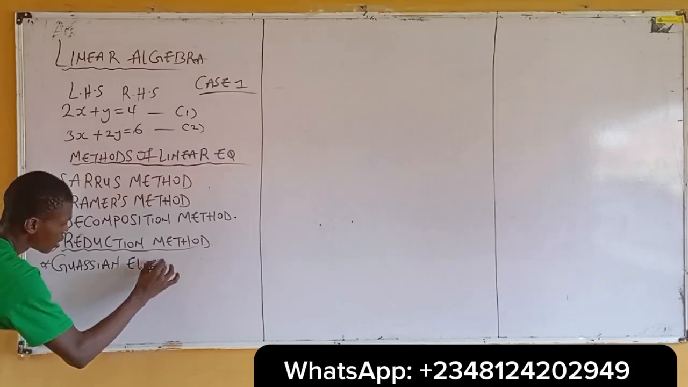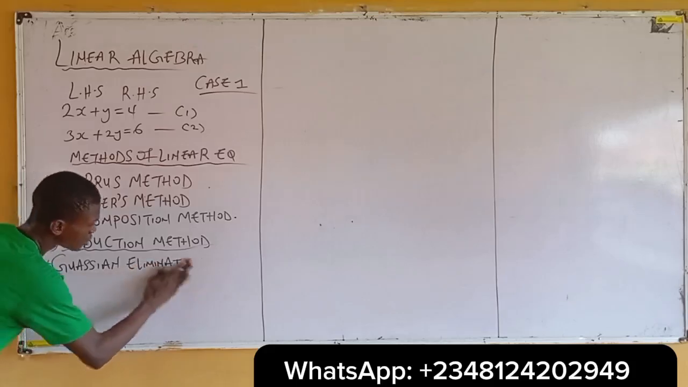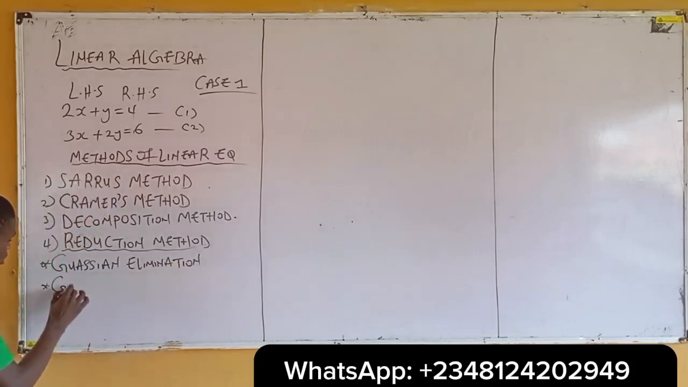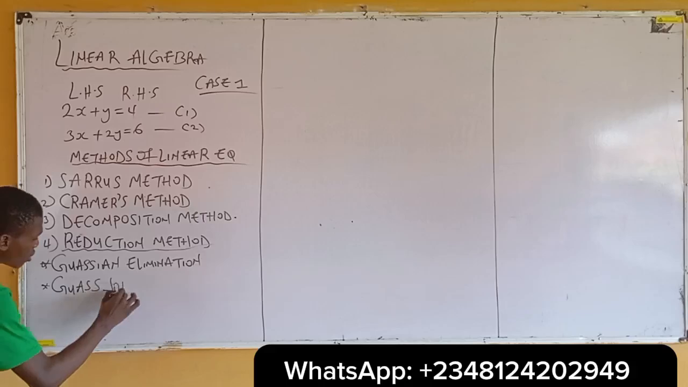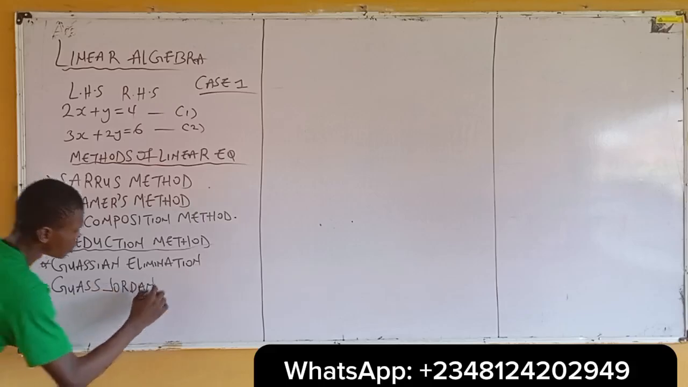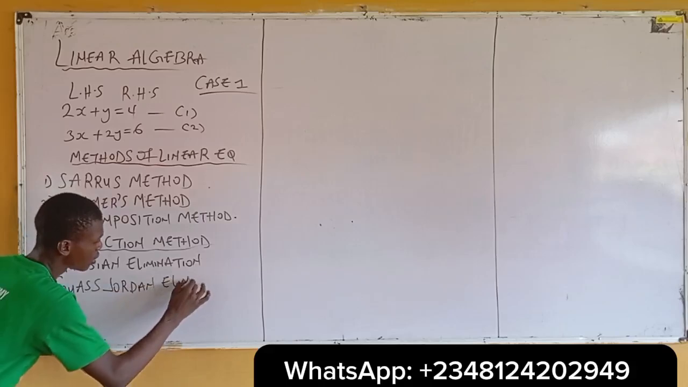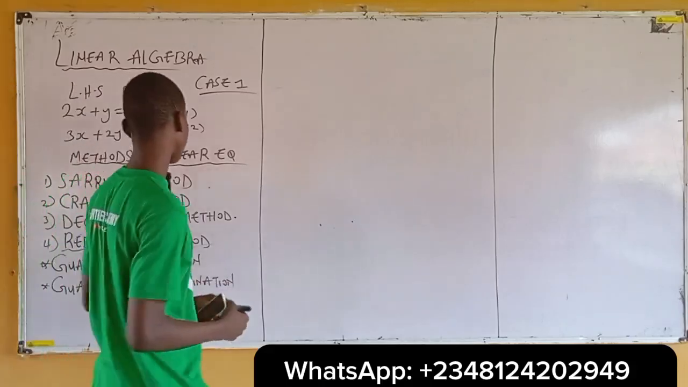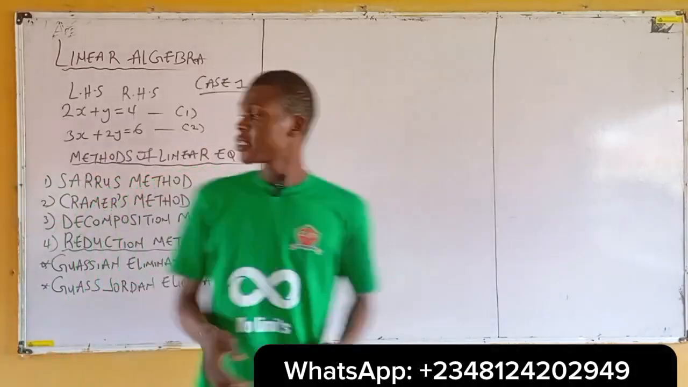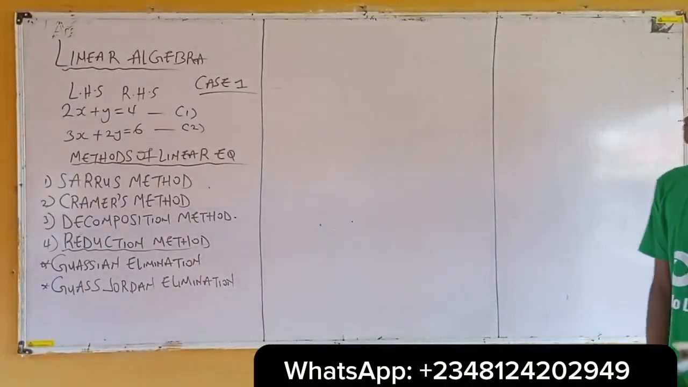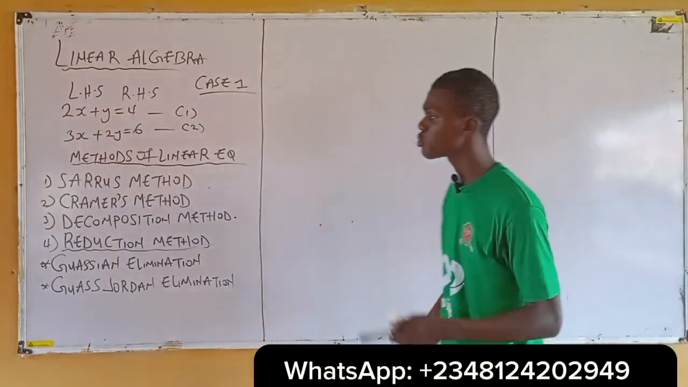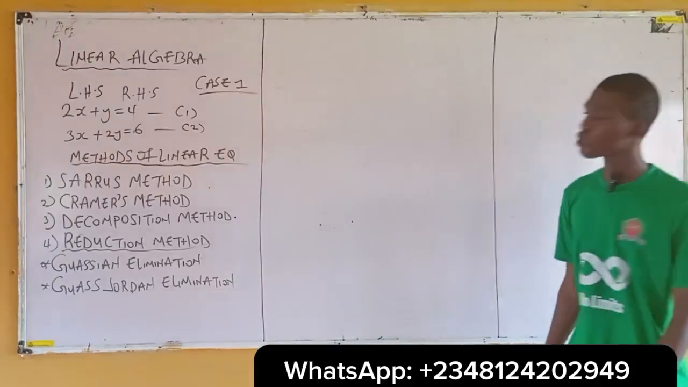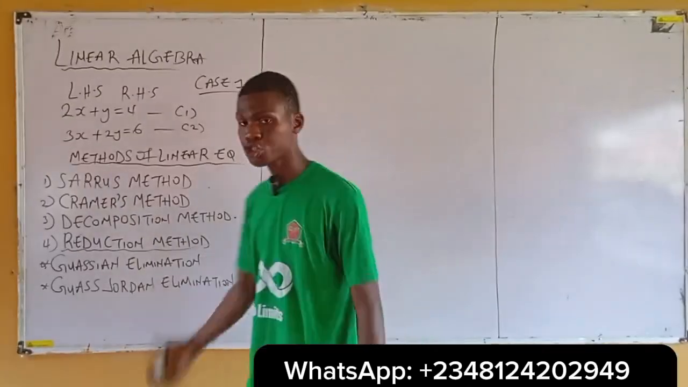Gaussian elimination method. And we also have what? Gauss-Jordan elimination method. Method of solving linear equation. The first one is what? Sarus method. The second one is Cramer's method. The third one is what? The decomposition method. Then the fourth one, reduction method.